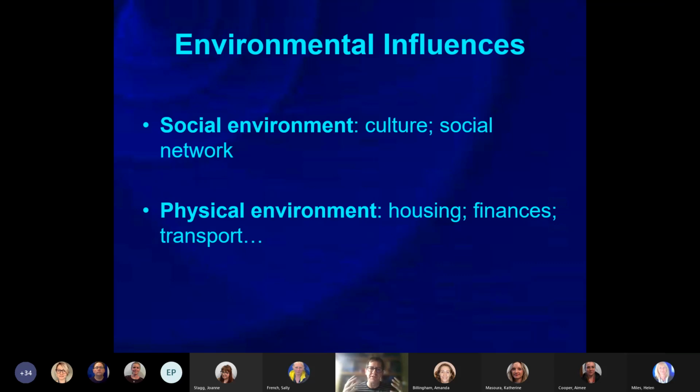Volition, habituation, performance are to do with the person, but then the environment, the social and the physical environment, exerts a very strong influence on volition, habituation, and performance.